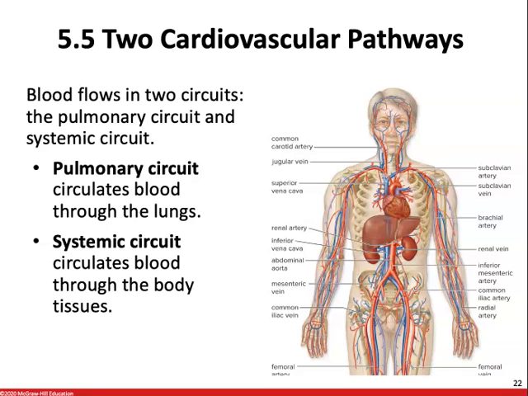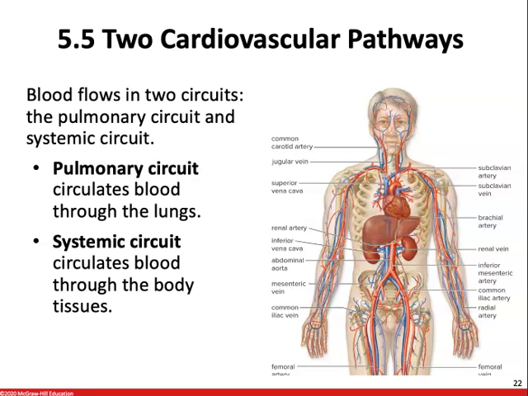Once we make it back to the heart, we're then going to move into the systemic circuit. The systemic circuit is circulating blood throughout the rest of the body and its tissues. So the left ventricle is going to pump blood into the aorta, which gives off branches to all the tissues in the body. The arteries will branch eventually into arterioles, which can then lead to capillaries. The capillaries will undergo that gas exchange where we're going to be dropping off oxygen and picking up carbon dioxide.